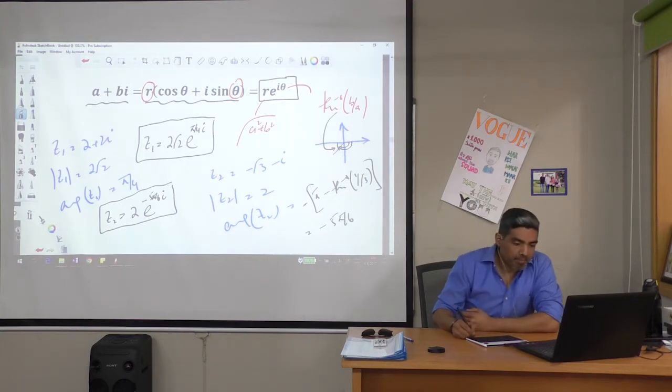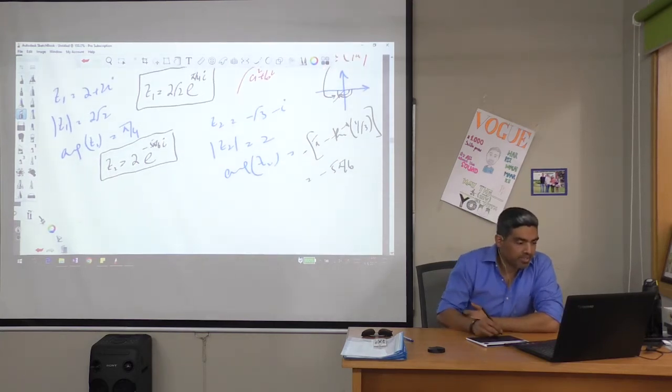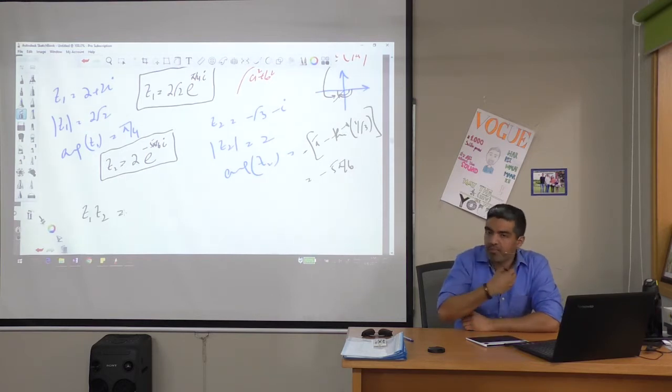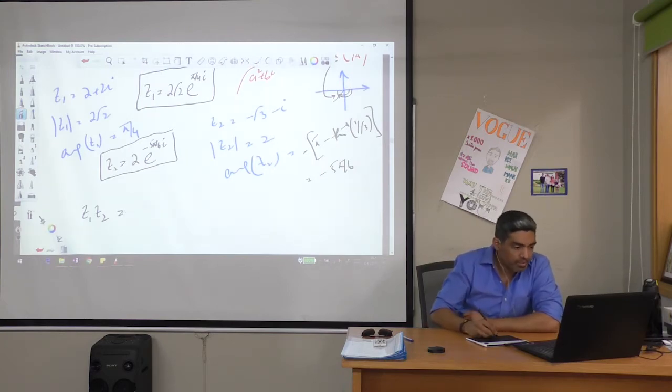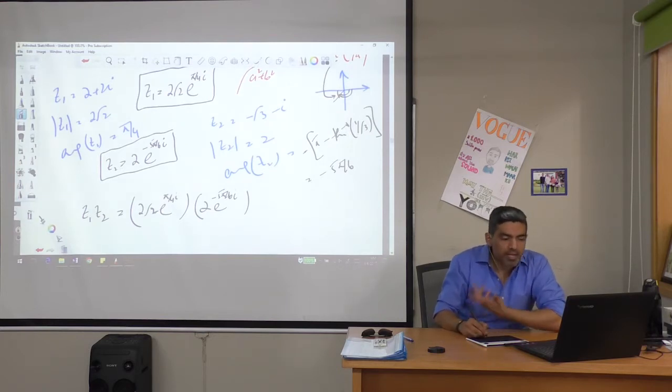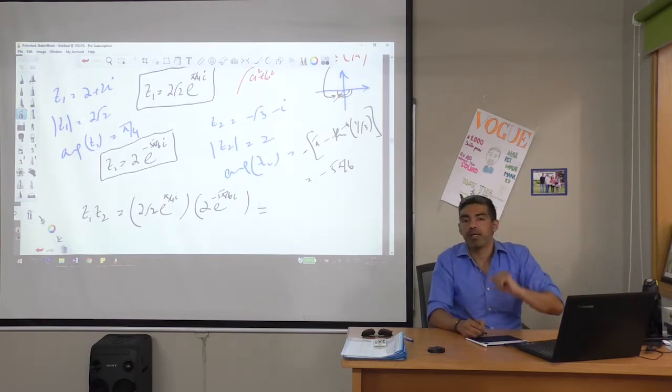Now see, multiplication and division, everything becomes so easy. Let's say I want to multiply z1 with z2. So forget about the fact that they are complex numbers. Just treat them as simple numbers. What would you do? This would be 2 root 2 e to the power pi by 4 i multiplied by 2 e to the power minus 5 pi by 6 i, right? This is what we need to do.